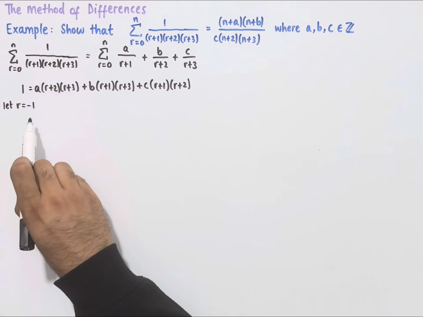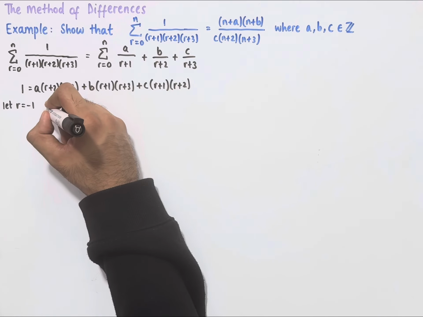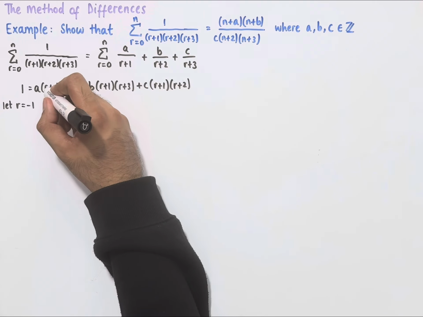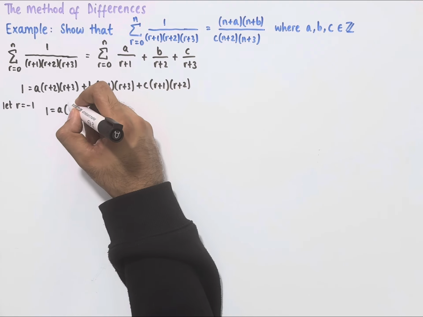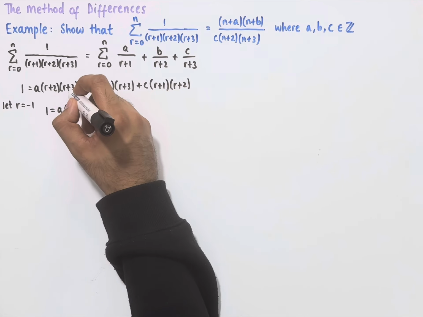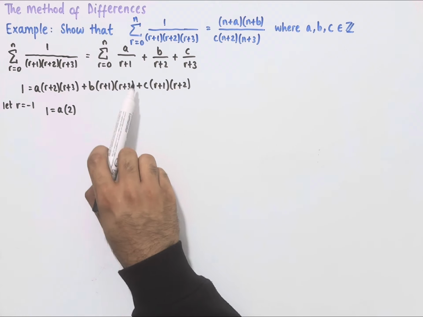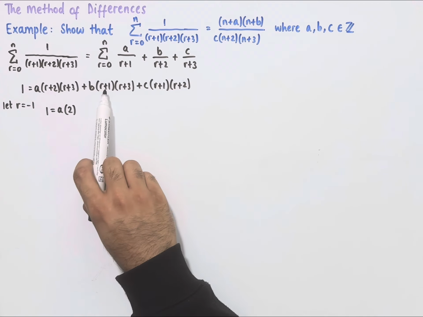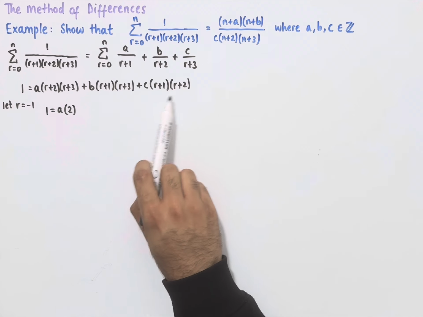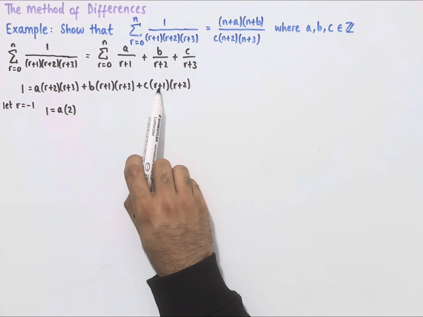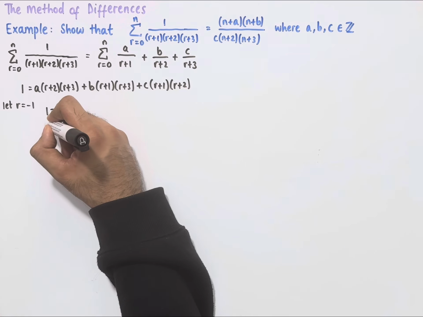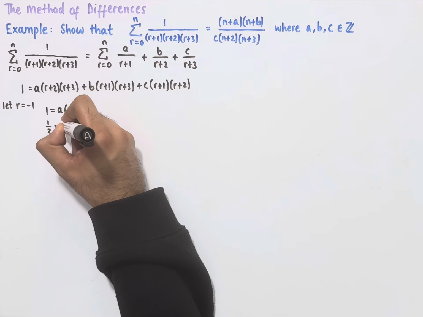Now if we let r equal to minus 1, then we end up with 1 equals to a, and now in the first bracket, minus 1 plus 2 gives us 1, and in the second bracket we get minus 1 plus 3, which gives us 2, and 2 times 1 is 2. Now for the second term, when we put r equals minus 1 into this bracket, it would equal 0. And likewise for the third term, when we put r equals minus 1 in, this bracket would equal 0. So therefore we're left with 1 equals 2a, and so a equals a half.